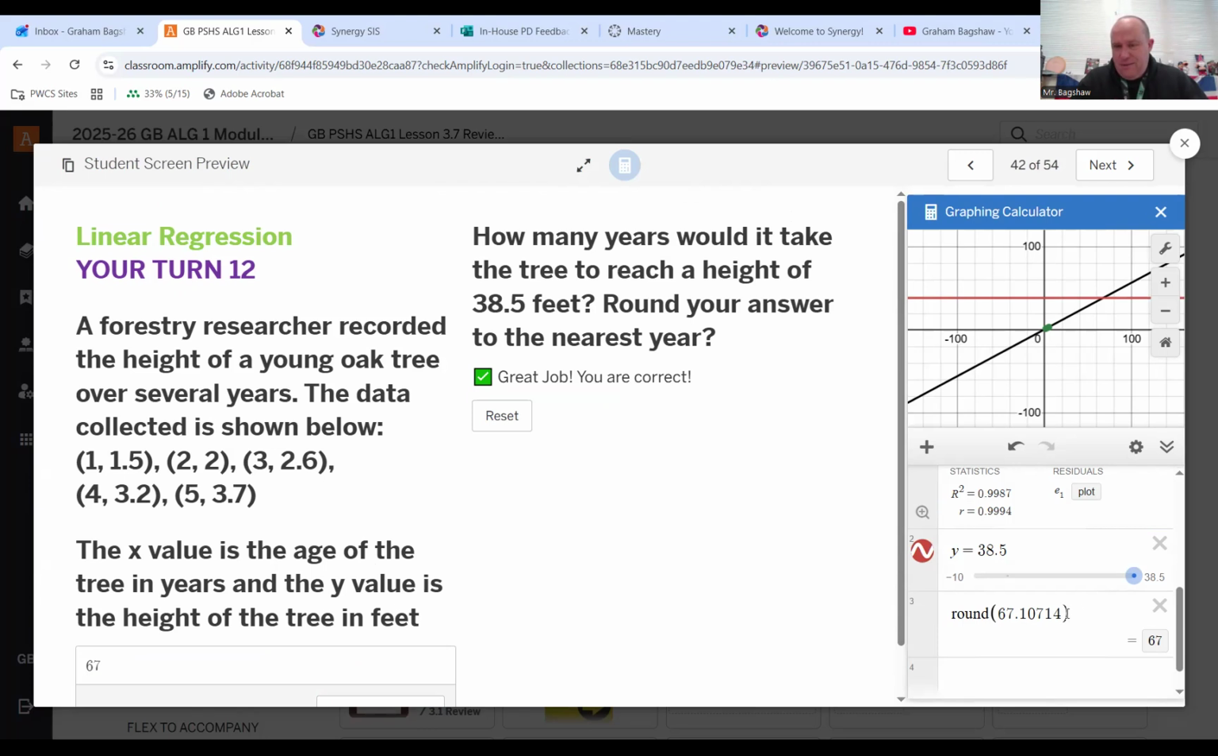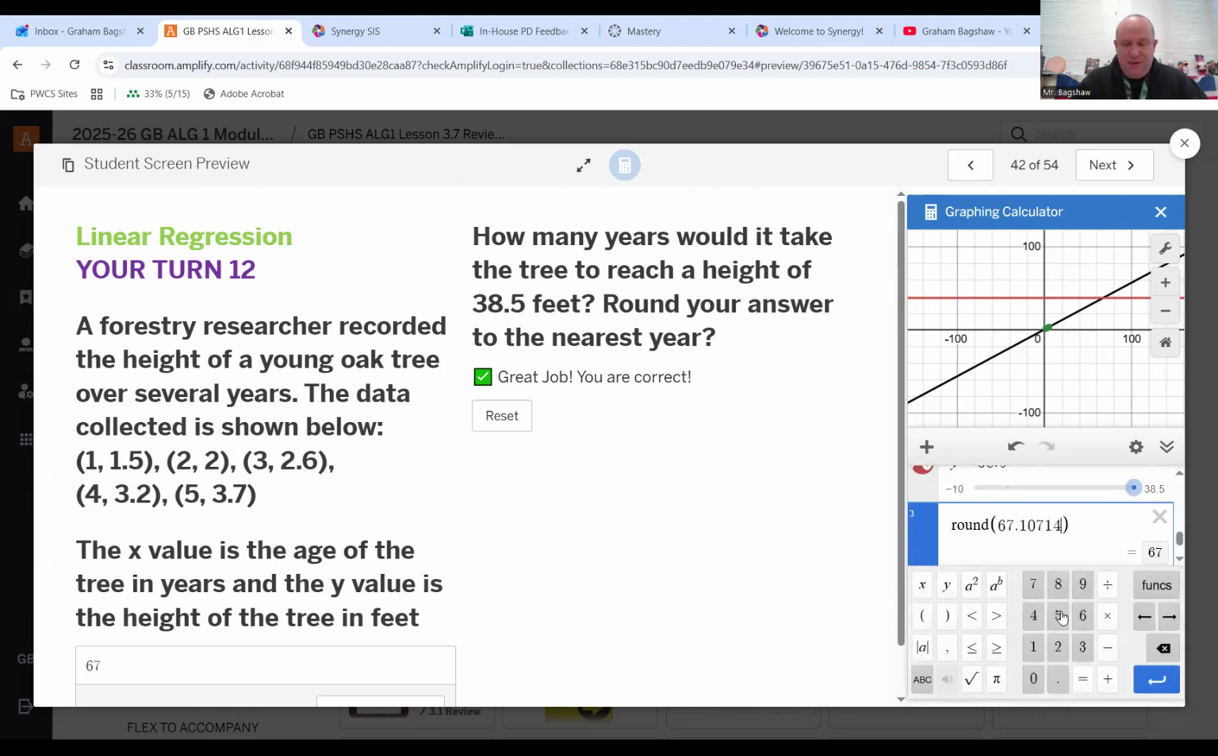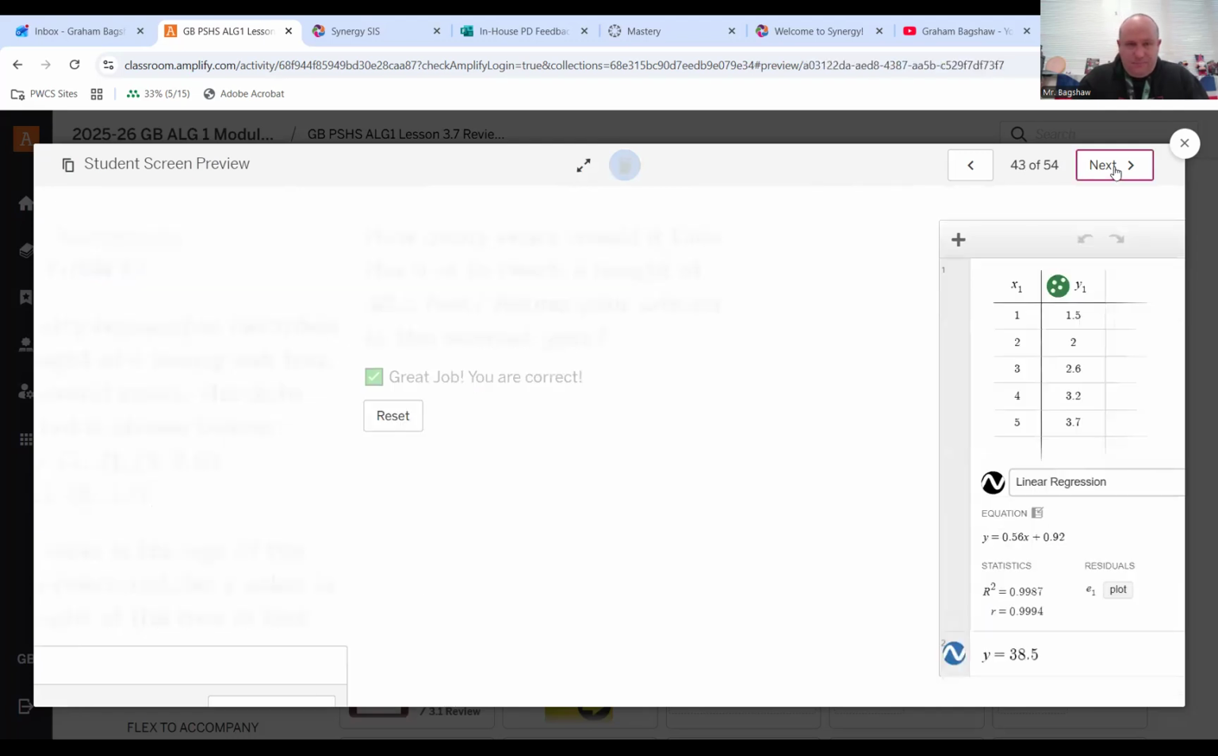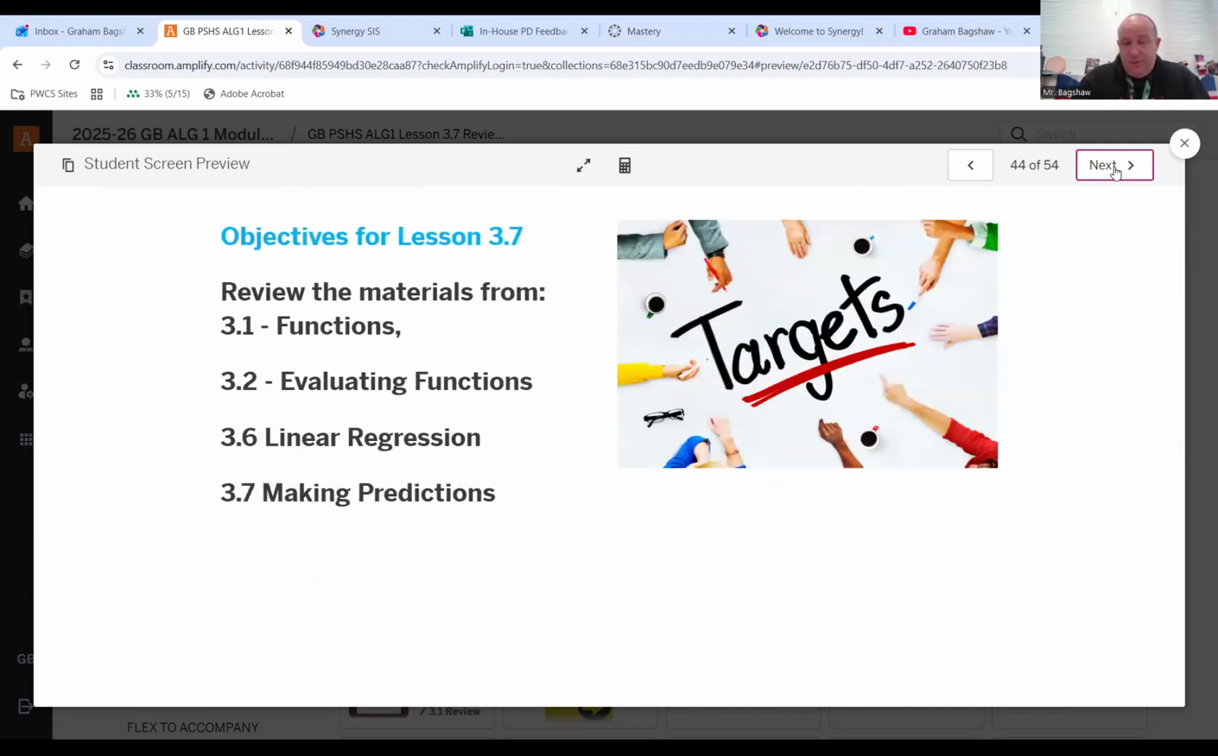Just as a reminder, if you want to round to a different degree of accuracy, you can put comma 1 if you'd like it to one decimal place, 2 for two decimal places, and so on. So tenths is one decimal place, hundredths is two decimal places, and thousandths is three decimal places if you want to use that. And that should be the last question.